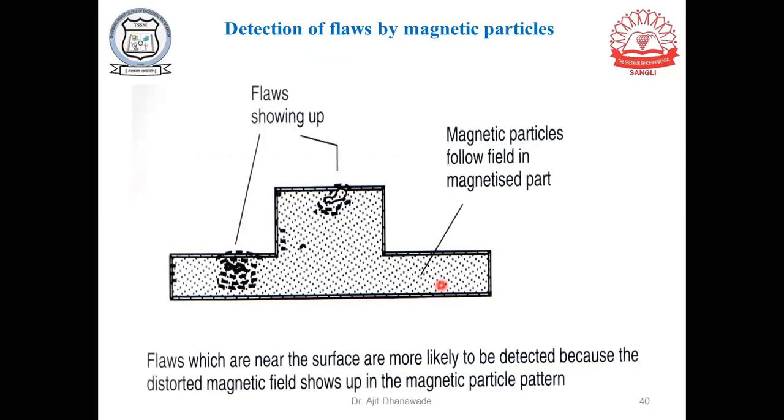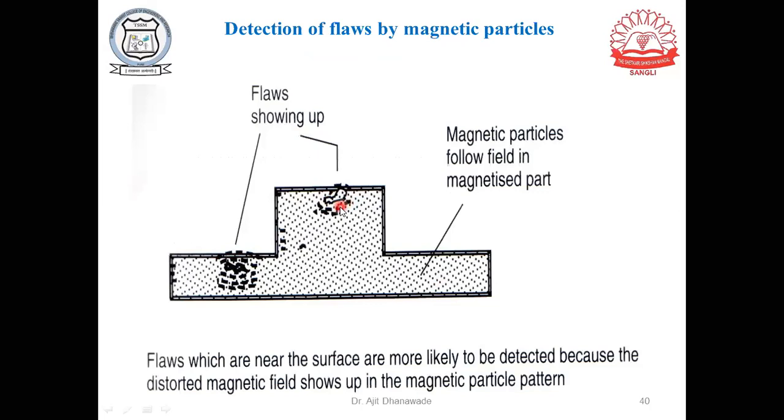In this diagram it is shown over here. If there is a defect, the magnetic particles will show a different pattern at this particular point. Even if you can see over here, if there is any crack, the magnetic particles on top of the surface will show some difference in the pattern.